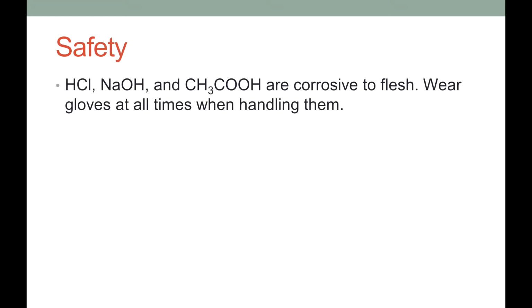Now that we've discussed the background of the lab, we can discuss some of the safety concerns for this experiment. In this lab, we use various acids and bases such as hydrochloric acid, sodium hydroxide, and acetic acid, which are all corrosive to flesh and can cause skin burns, so gloves should be worn at all times during the experiment. With that out of the way, let's start the experiment.